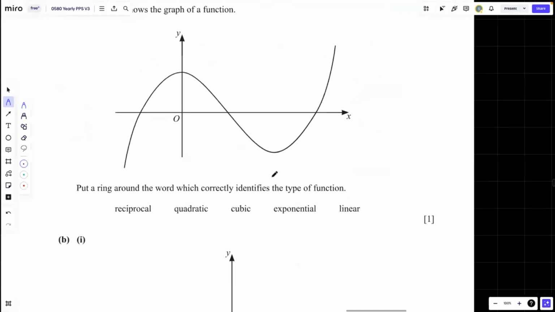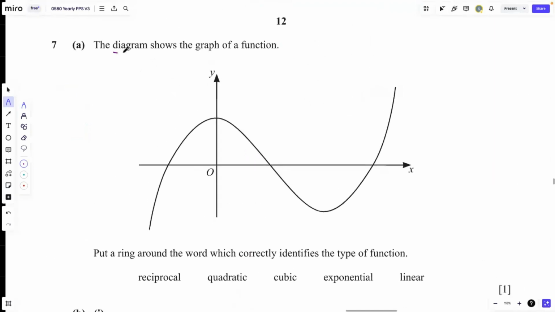Okay, next up is a diagram that shows the graph of a function. Put a ring around the word which correctly identifies the type of function. So we have 5 choices and we need to tell which function it is. Let's use the elimination method to understand this in more detail. It's not going to be linear. Let's cut that out straightforwardly, because a linear graph is a line, not a curve. We have a curve, so it's not going to be linear.